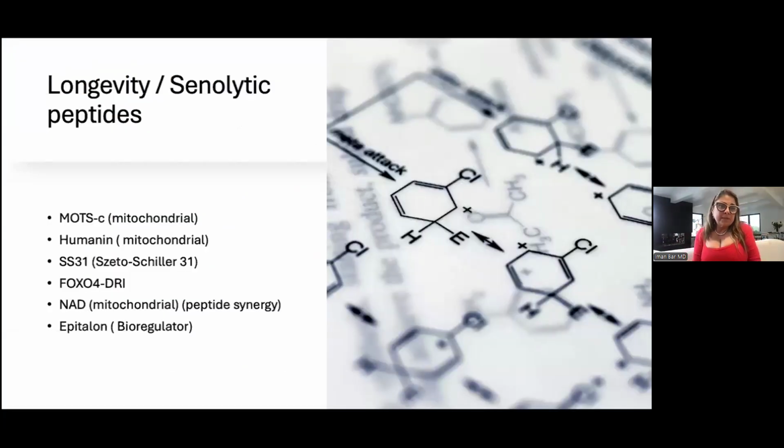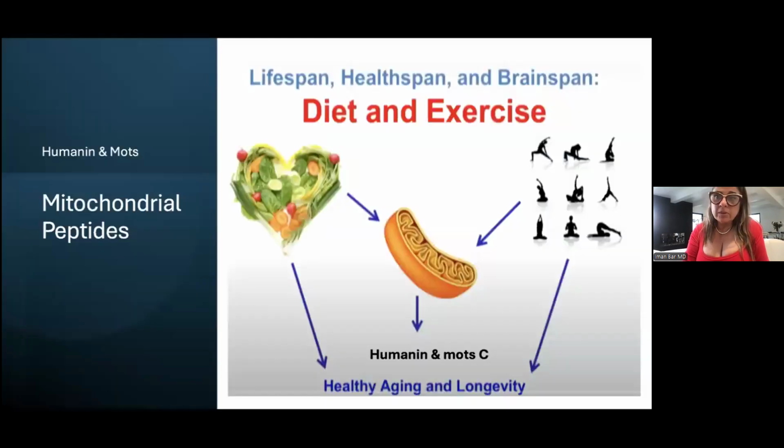I'm going to talk about some of the longevity and senolytic peptides that I use in my practice. One of my favorite ones is MOTS-c, mitochondrial. So I'm going to say what they are, and then we'll go through one by one as much as we can. MOTS-c is a mitochondrial peptide. Humanin is another mitochondrial peptide. SS-31, FOXO4-DRI. I like to synergize those with the NAD for mitochondrial function. Epitalon. Epitalon is a bioregulator. That's what Dr. Khavinson worked on, but we can now also have it as an injectable peptide, and we use it for patients for anti-aging.